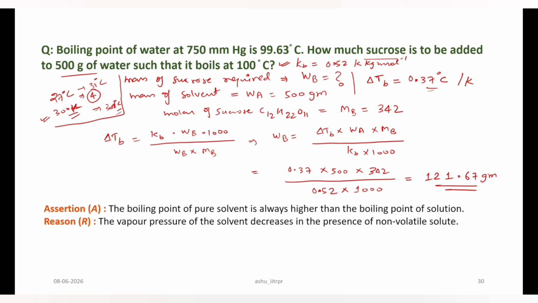Okay, one assertion-reason question which I found to be a good question. Assertion: the boiling point of pure water is always higher than the boiling point of the solution. Reason: the vapor pressure of the solvent decreases in the presence of a non-volatile solute. So this reason is correct. But what about the assertion? The boiling point of pure water is always higher than.